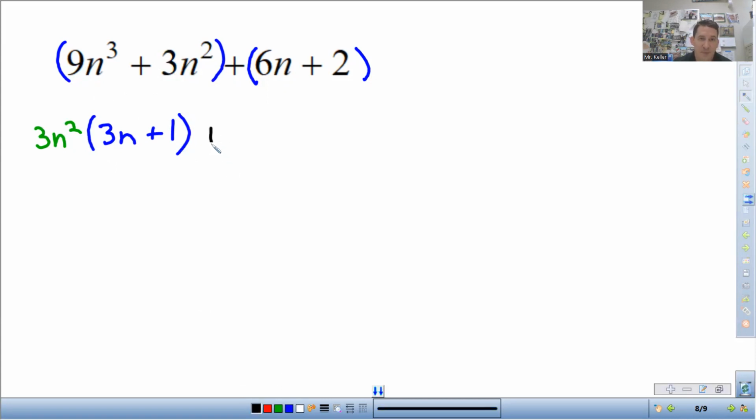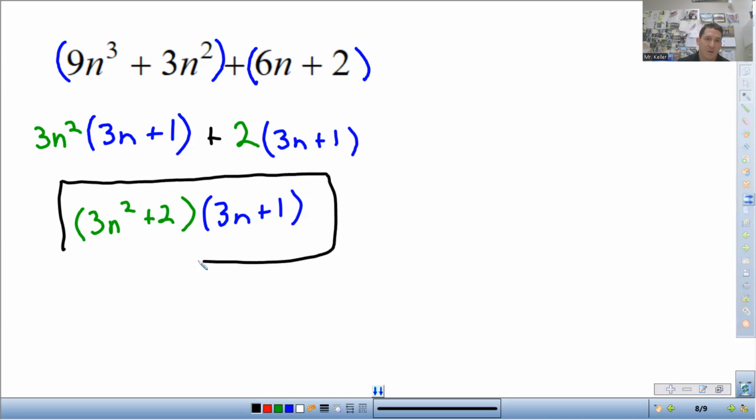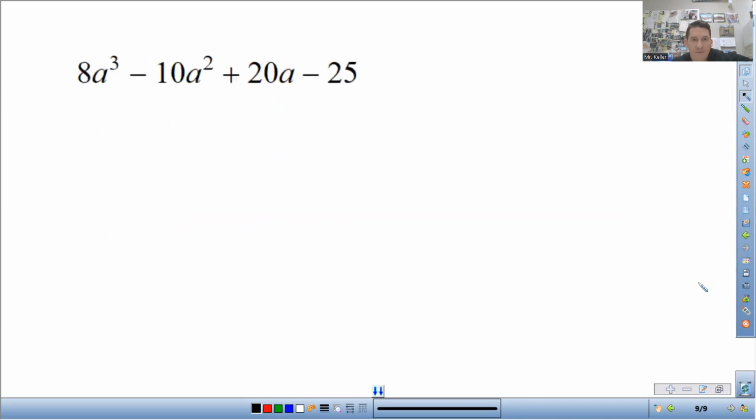And then plus 6n and 2, they have a greatest common factor of 2. And then I'd be left with 3n plus 1. Group the green terms together. So 3n squared plus 2 times 3n plus 1. And that is it. So let's look at another example. Last one here.